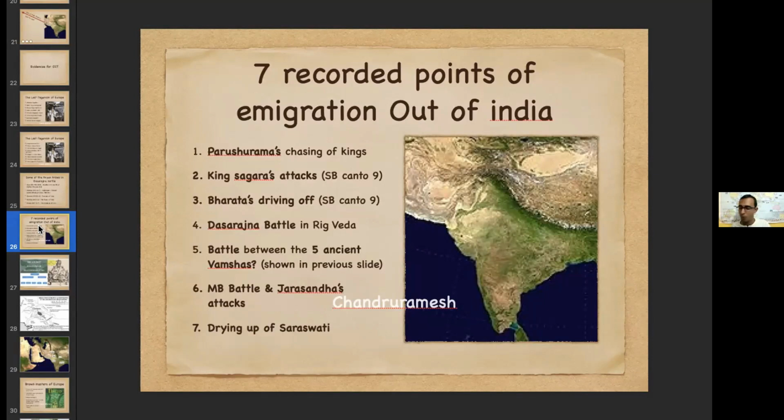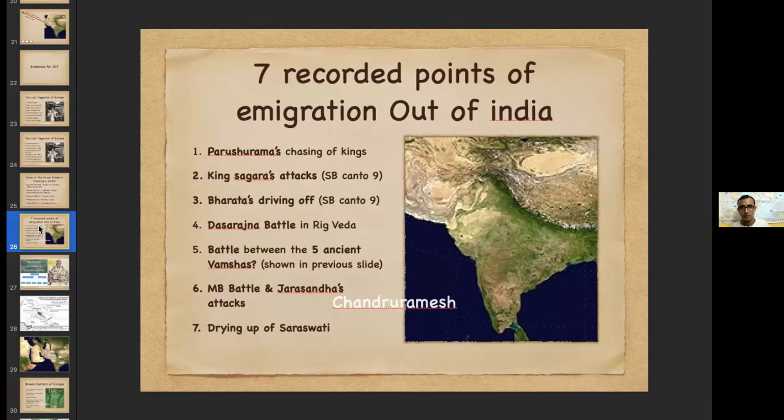One point of emigration is mentioned in Srimad Bhagavatam, which is Parashuram's chasing of kings. Lord Parshuram, who is considered an avatar of Bhagavan Vishnu, although he was born in a Brahmin family, chased away several of the Kshatriyas. They went to different parts of the world along with their groups of people, and started their different cultures and traditions in different parts. So one reference for the out of India movement is Parshuram's chasing of kings in our Puranas.